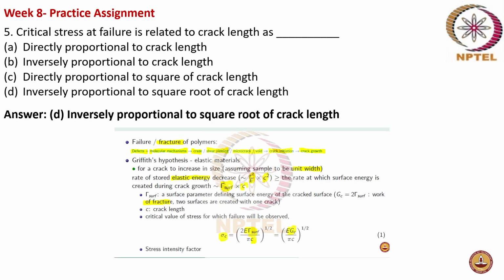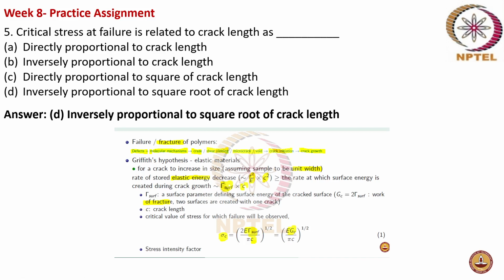So this is how the relation is. You have sigma c is equal to (2E gamma surface divided by pi c) to the power half, where c is the crack length, so it is related inversely to the square root of crack length. This also gives the answer for the previous question, Griffith's hypothesis. For a crack to increase in size, the rate of stored elastic energy decrease should be greater than or equal to the rate at which surface energy is created during crack growth.